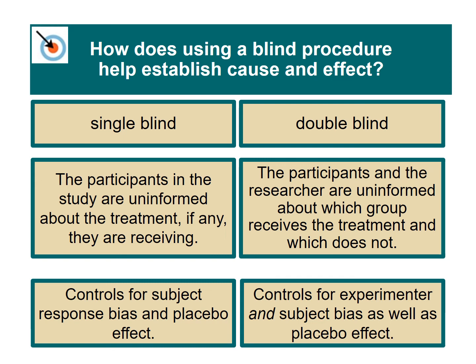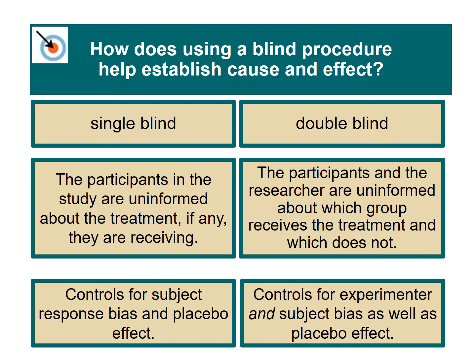Okay, so now how does using a blind procedure help establish cause and effect? You've all heard of blind procedures before, I'm sure, from the news at some point or another in dealing with the placebo effect. So we're going to go over single blind and double blind. In single blind, the participants in the study are uninformed about the treatment, if any, that they are receiving. Controls for subject response bias and placebo effect. So doing a single blind means that you are controlling subject response bias and placebo effect.